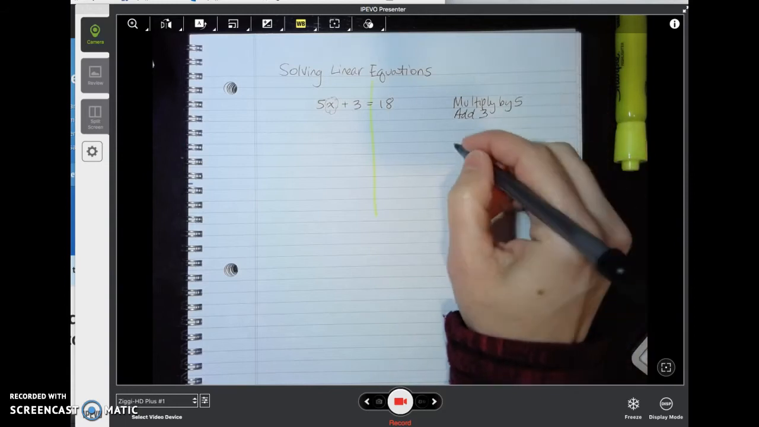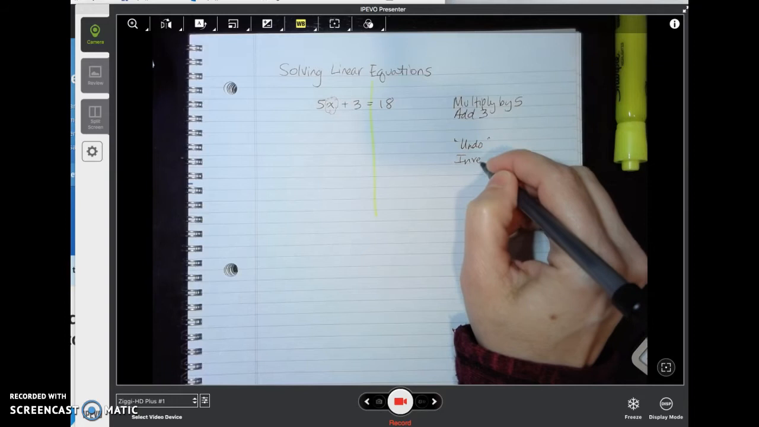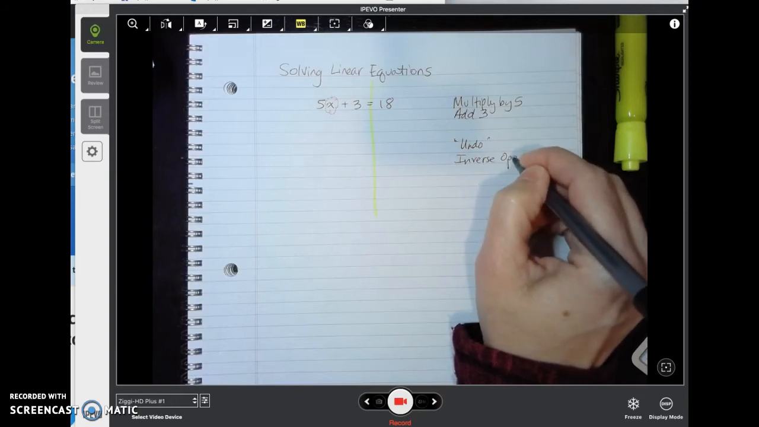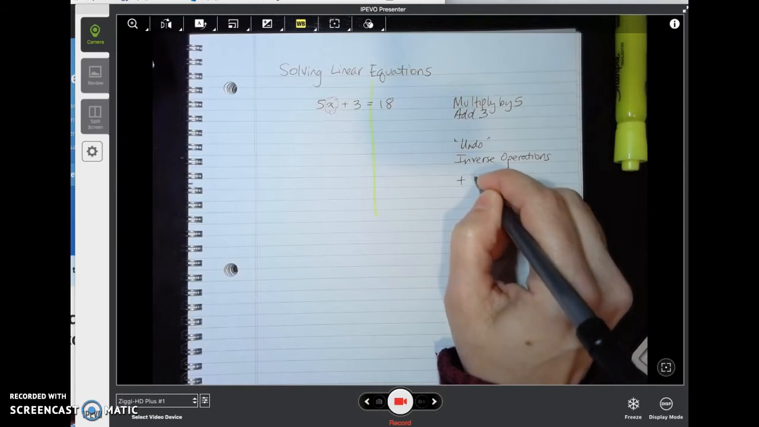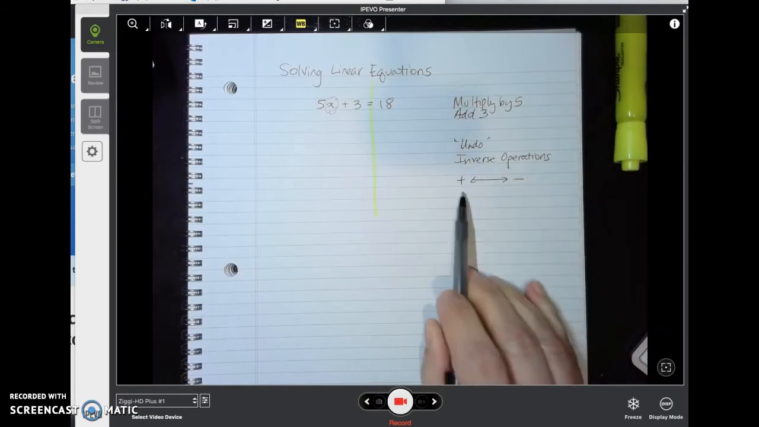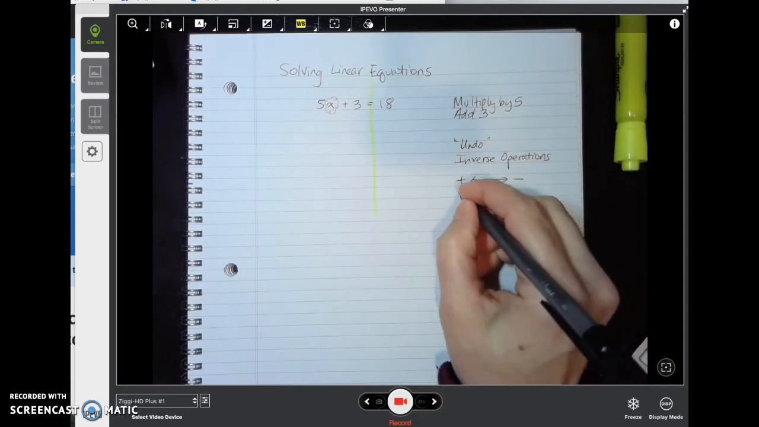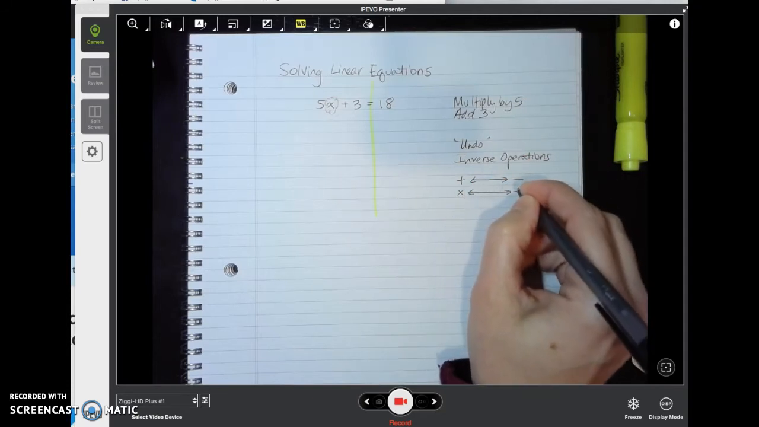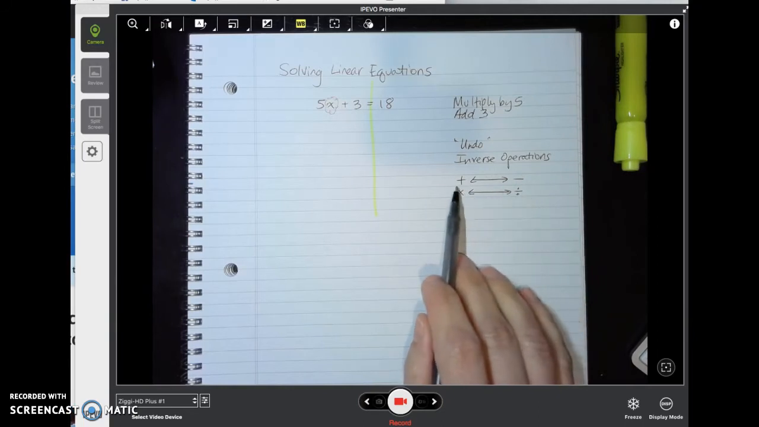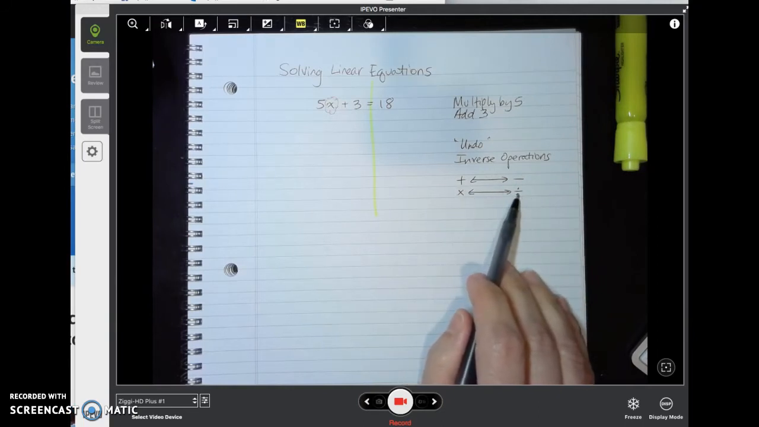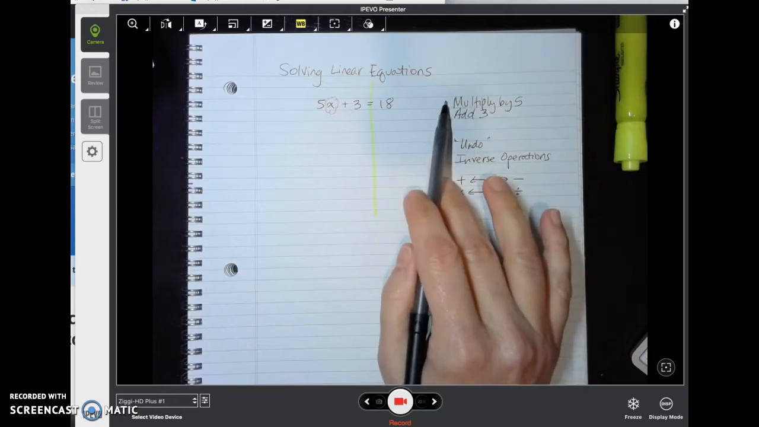So in order to undo these, I have to use what we call inverse operations. And our inverse operations undo each other. Add and subtract undo each other. So if you have a subtract, you use add. If you have add, you use a subtract. Multiply and divide undo each other. And they work the same way. If you have a divide, you multiply. A multiply, you divide. So now the question is, which one should we undo first?